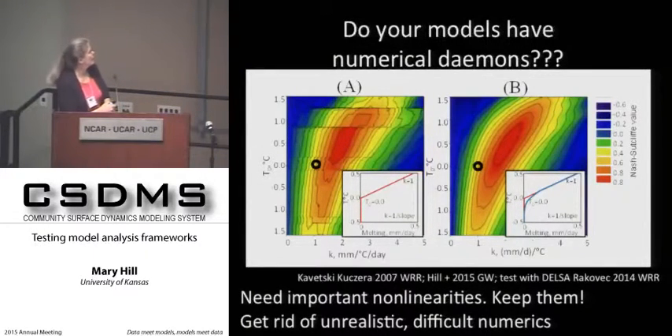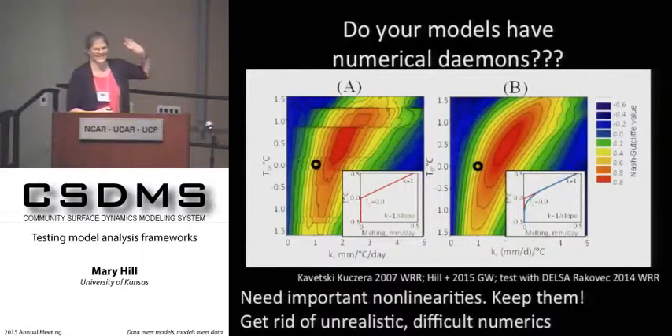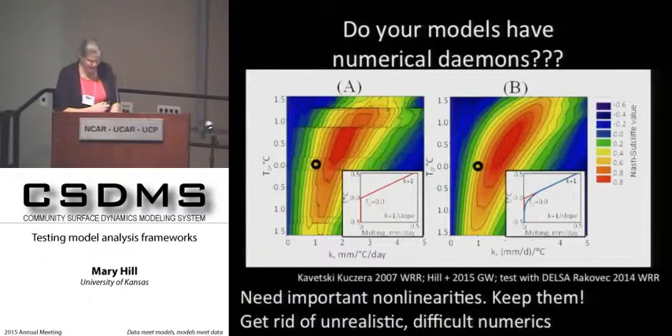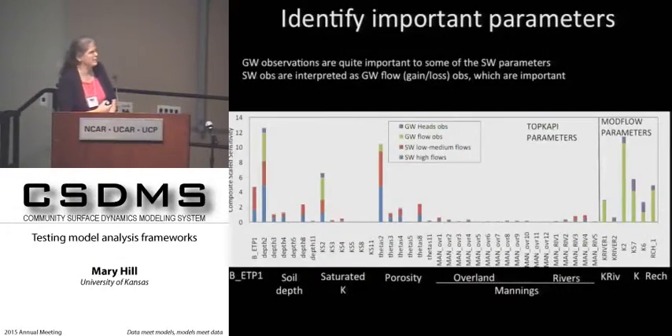Okay, so the important nonlinearities, such as that when things are frozen, nothing melts, and when they're warmer, they start to melt, are important. Keep them. You have to keep them. But get rid of these unrealistic nonlinearities. And every model has these. Usually when I talk to people, they'll say, oh yeah, I have this one. In ModFlow, we have them.